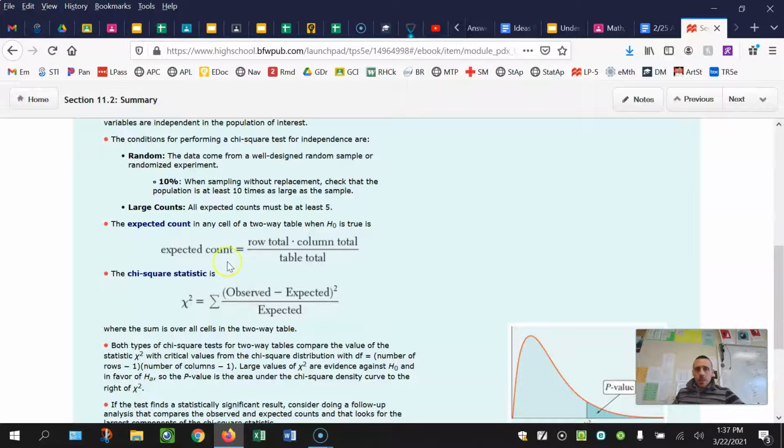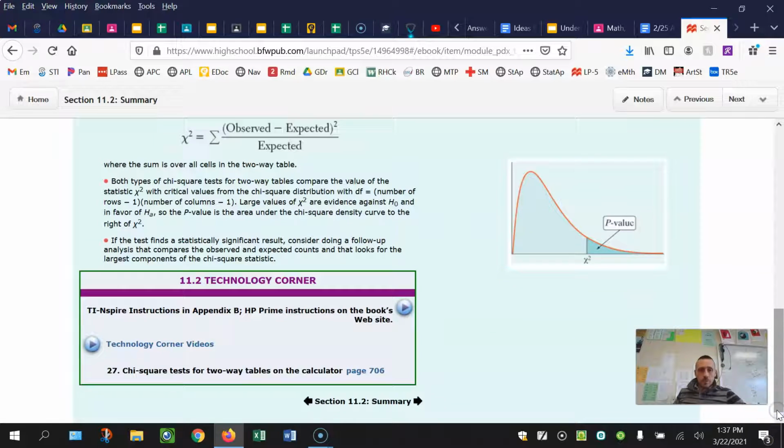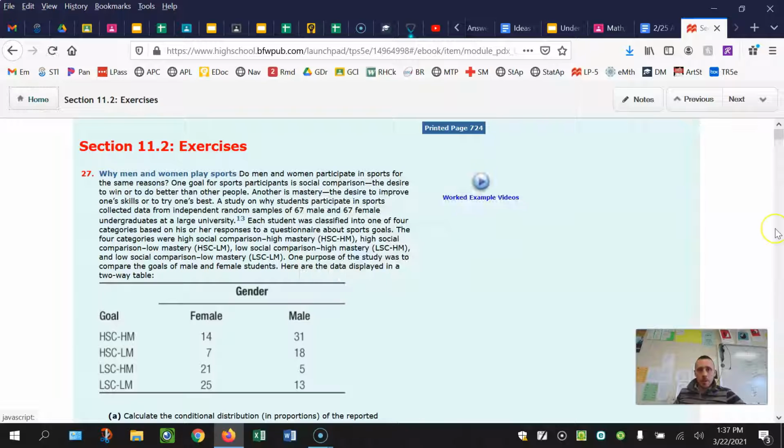Test statistic is the same calculation. The expected counts are the same calculation. Degrees of freedom are the same. The way we do the conclusion is the same. So the only difference will be in the way the data is collected, your hypotheses, and the name of the test. Everything else is going to be the same. So I think this goes through how to do a chi-squared test on the calculator. We'll cover that in class. That's about it. That's the end of section 11.2.